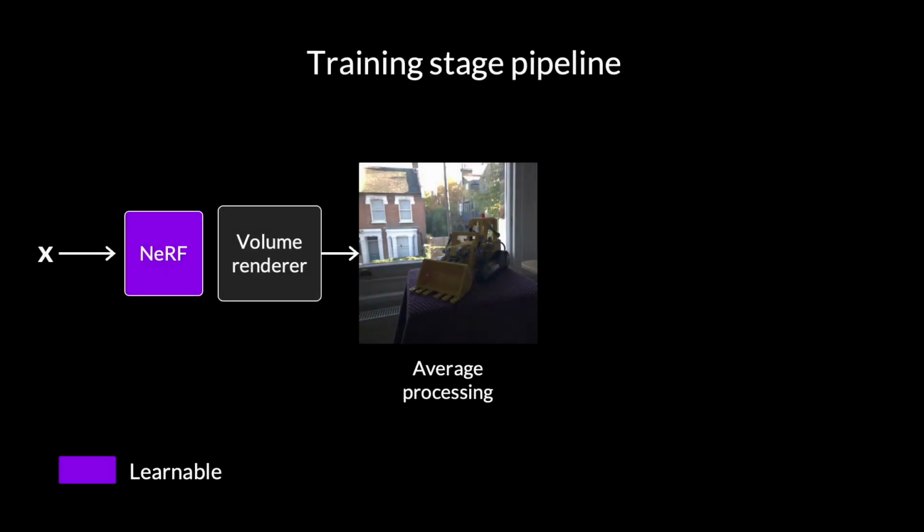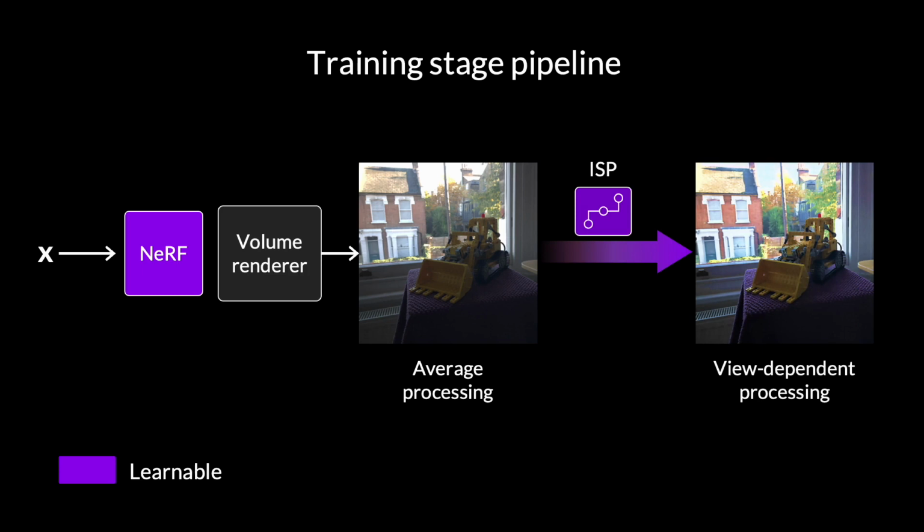Let us first look into the training stage. To disentangle the photometric variation, a principled way is to explicitly express the camera processing for each view. That is to say, the NeRF model will first output an image with average processing, then a view-dependent camera processing, or in other words, ISP, is applied to synthesize the final view. Since NeRF is a black box algorithm, we seek a differentiable ISP proxy that can jointly optimize with the NeRF.